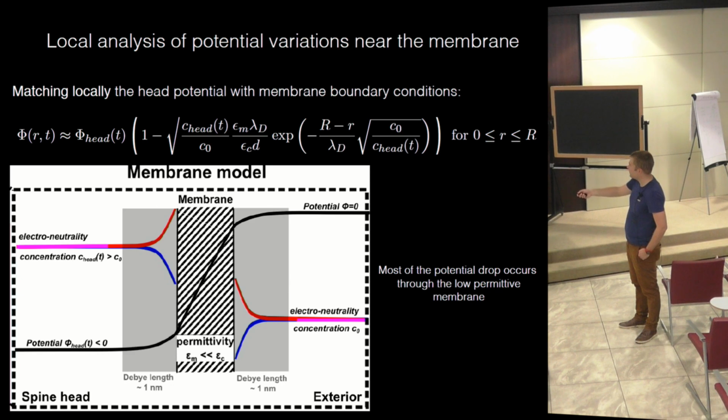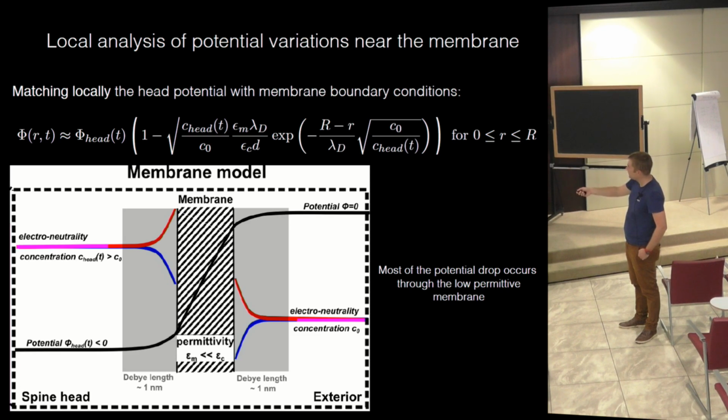So everything is constant in the bulk, but when you are close to the membrane, you have a small increase of the potential here. Much of the increase is going through the membrane because the permittivity of the membrane is much lower than the cytoplasmic one. And for the concentration, because you have an increase of the potential, you will have an increase of the positive concentration and a small decrease of negative concentration.